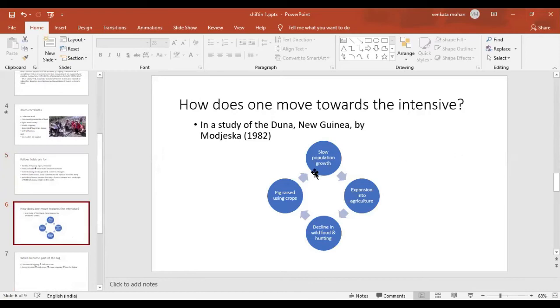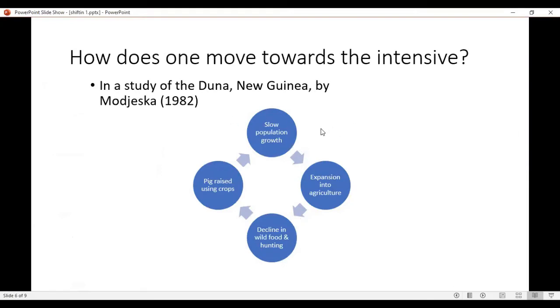In a study of Duna, New Guinea, it says there was a small population growth. Small population growth led to expansion into agriculture, more land into agriculture. And more land into agriculture meant less forest, so decline in wild food and decline in hunting. And in this society, to compensate for decline in this food and hunting, they raised pigs using crops. And pigs provided nutrition, which contributed to population growth. And population growth contributed to this cycle.